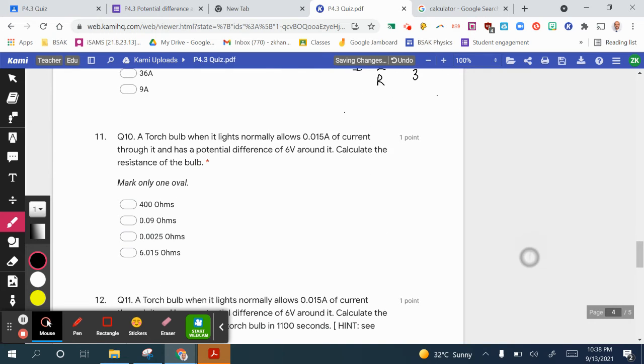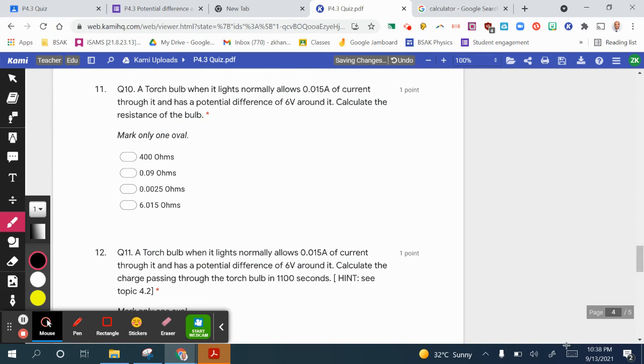Now moving on to the next question, question 10. A torch bulb, when it lights, normally allows this much current. So current is equal to 0.015 amps through it, and has a potential difference of 6 volts around it. So a light bulb has a voltage of 6 volts and a current of 0.015 through it, and what we're working out is the resistance.